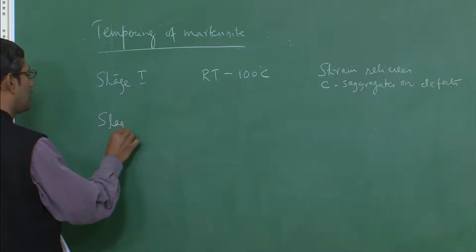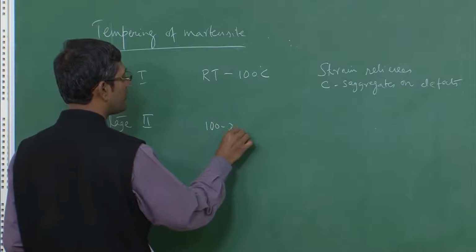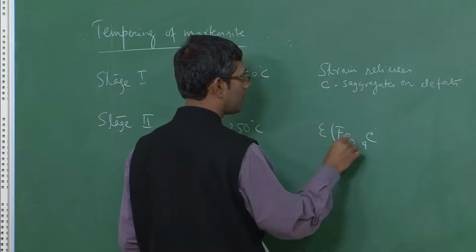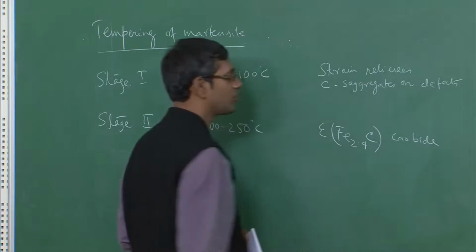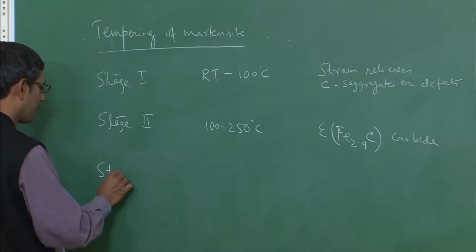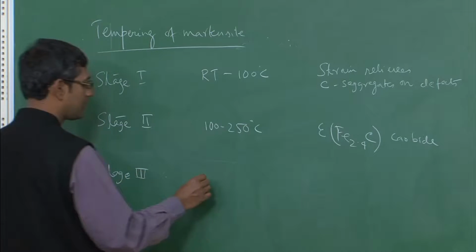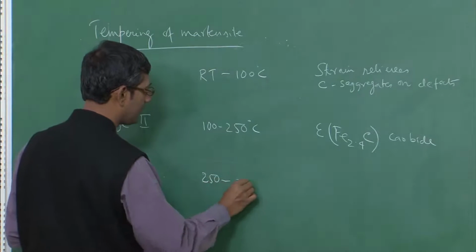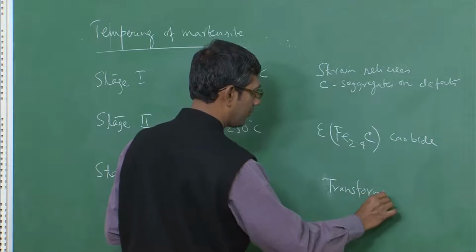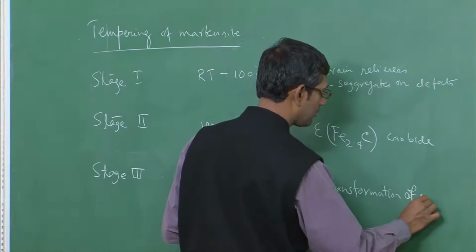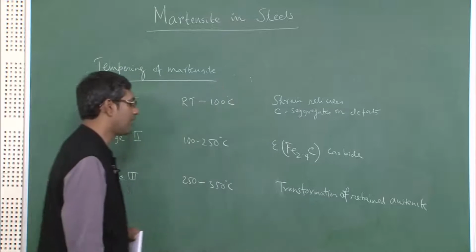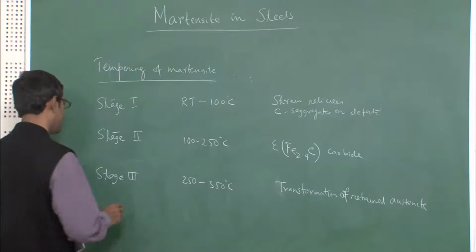And stage 2 happens from 100 to 250 degrees Celsius temperature, we form epsilon carbide. This is known as epsilon carbide. I have given the formula, it is a non-stoichiometric carbide which forms, and supersaturation of carbon is obviously reduced because of that. Stage 3 is very critical, this is what happens at 250 to 350 degrees Celsius, transformation of retained austenite happens, that is very critical because retained austenite is not good at all for the Martensite.